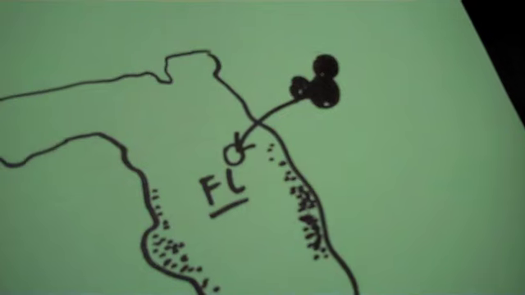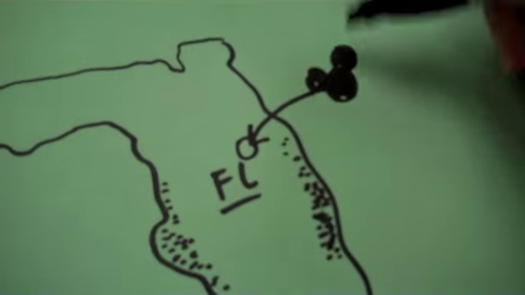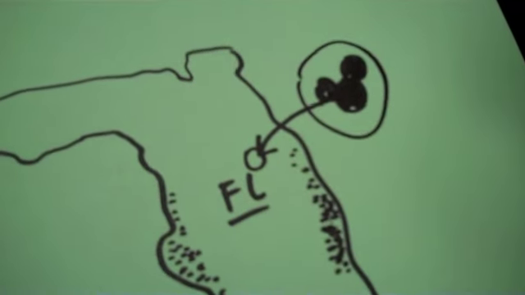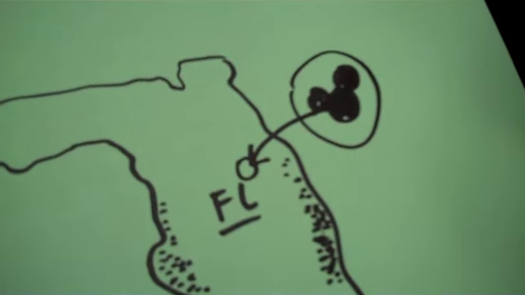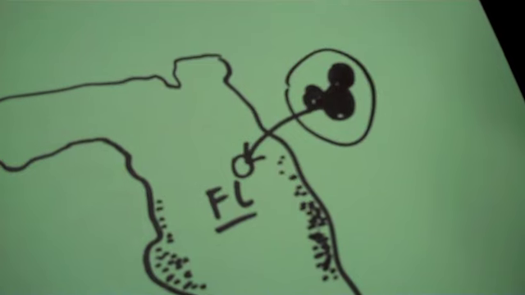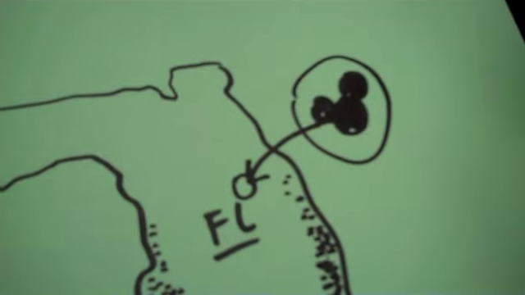But in 1965, when Walt Disney announced that they were going to be building Disney World in Orlando, the price of land went up. It shot up. And a lot of people wanted to move there because they knew there'd be a lot of economic opportunities there. And now Orlando, if you look at this, is one of the most densely populated parts of Florida.